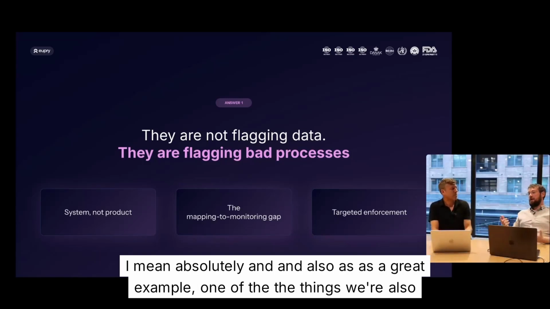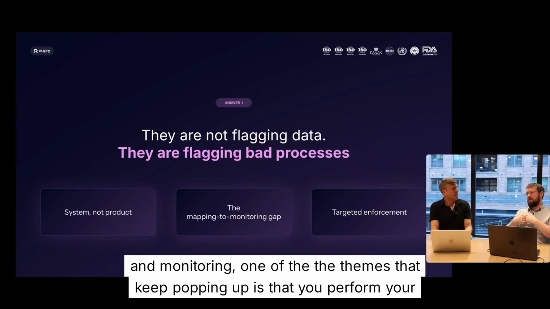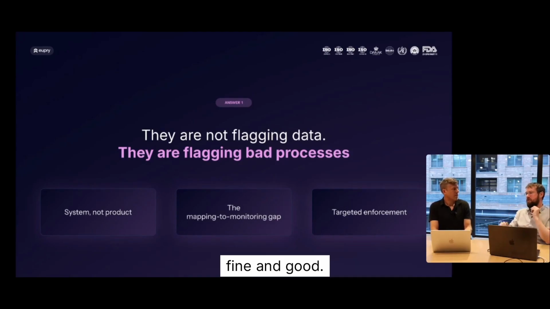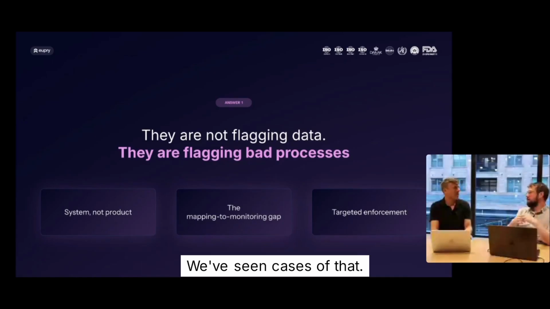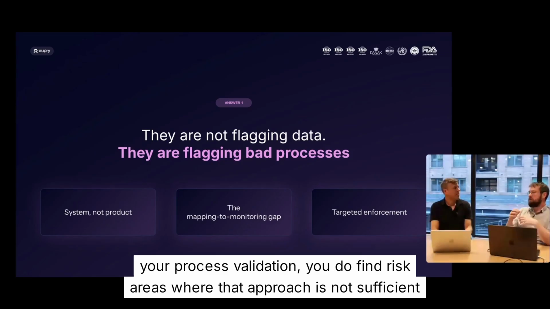I mean, absolutely. And also, as a great example, one of the things we're hearing out there is that, as with this webinar, mapping and monitoring, one of the themes that keep popping up is that you perform your mapping with the sensors as suggested by the ISP or the WHO guidelines, and that's all fine and good. But then you resort to having like 2 sensors left in a warehouse. We've seen cases of that. Okay, as per the recommendation, that might be a fine approach. But if you look closer in the data that you get through your process validation, you do find risk areas where that approach is not sufficient anymore.